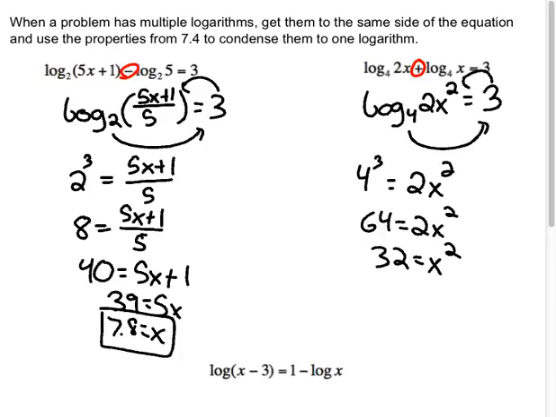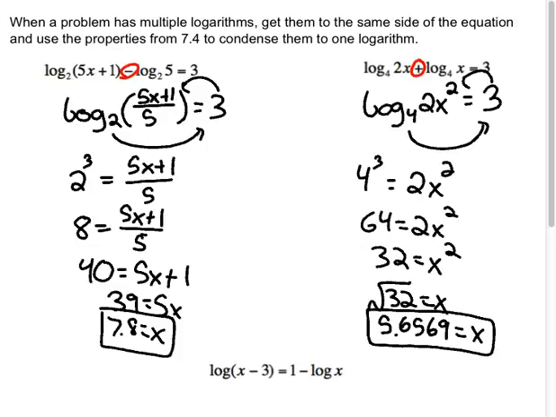And now to undo a square, I need to square root. So the square root of 32, keeping with our tradition of 4 decimals in this chapter, 5.6569. Now, notice, why have I ignored the negative?